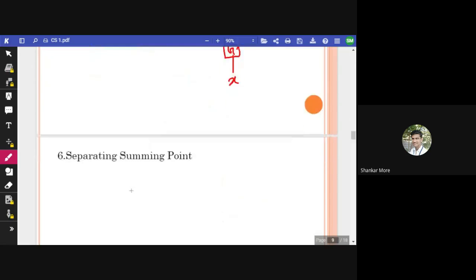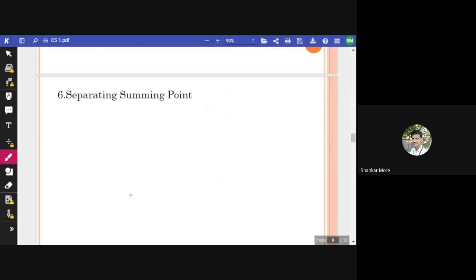Let's take separating summing points. How do we separate summing points? Okay, so let us suppose this is signal R, input R.